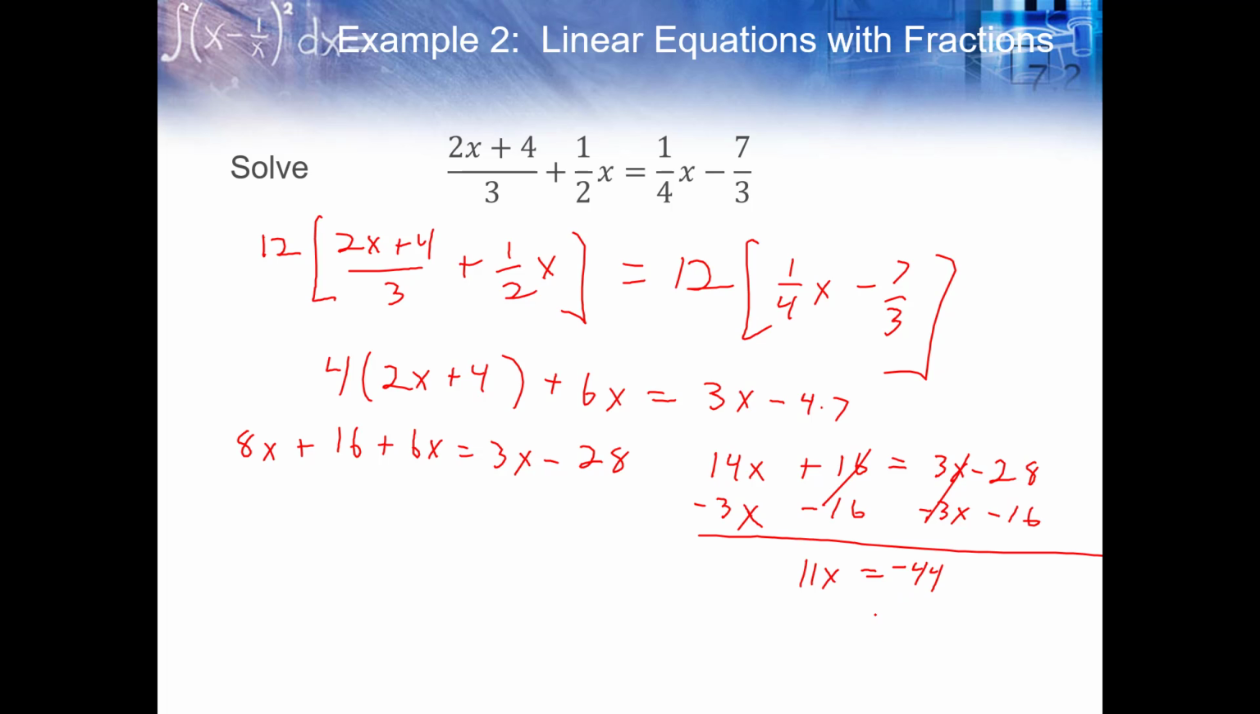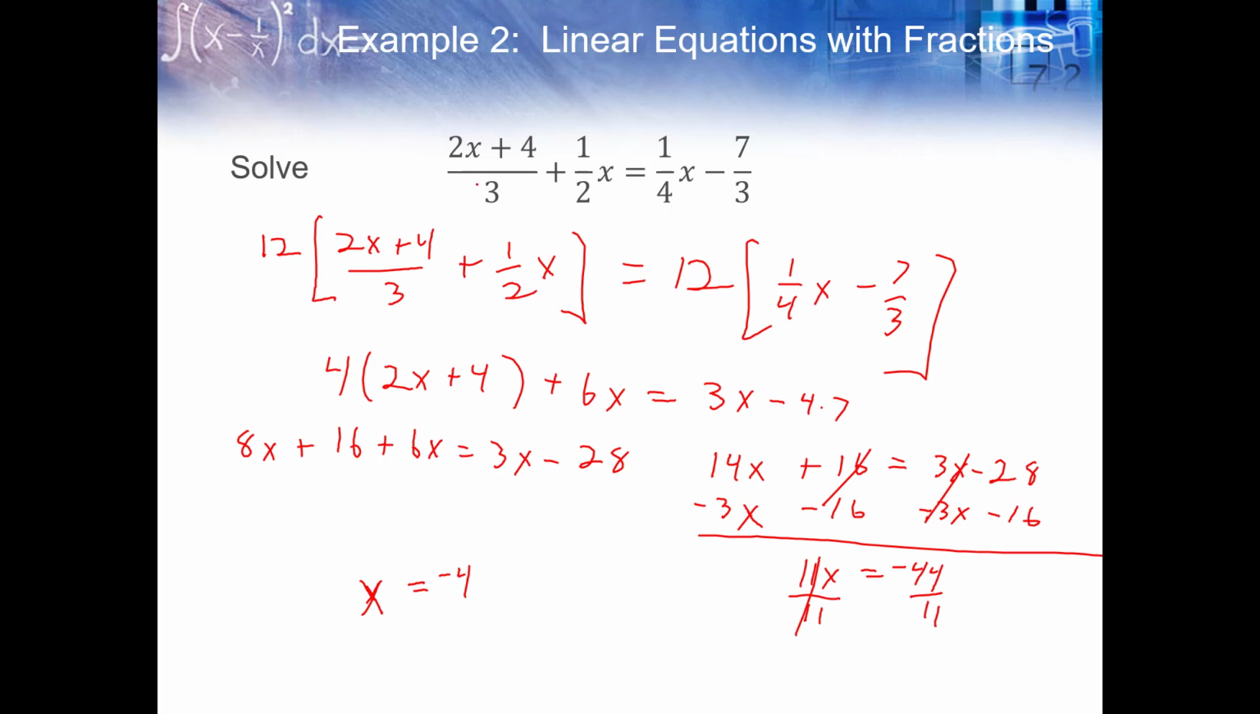Now I can use the multiplication property of equality and multiply everything by 1 over 11, which is just like dividing by 11. And if I do, these cancel, and I'm left with an x. And then I have x is equal to negative 44 divided by 11, or negative 4. Now, does this work? If it does work, then I should be able to substitute x back in here and verify that the equality actually holds.